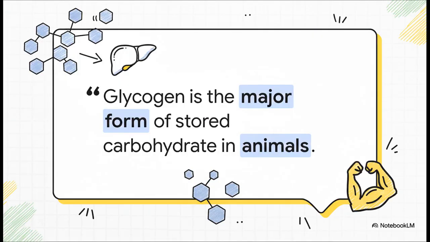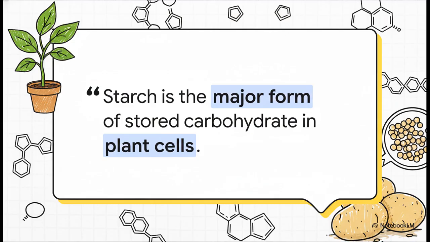So, in our bodies, when we eat a meal and have a bunch of extra glucose floating around, we don't just waste it. We cleverly package it all up into this huge branched molecule called glycogen. Think of it as our personal, ready-to-go energy reserve, stored mostly in our liver and muscles. And what's amazing is that plants do the exact same thing. They just call their storage molecule starch.